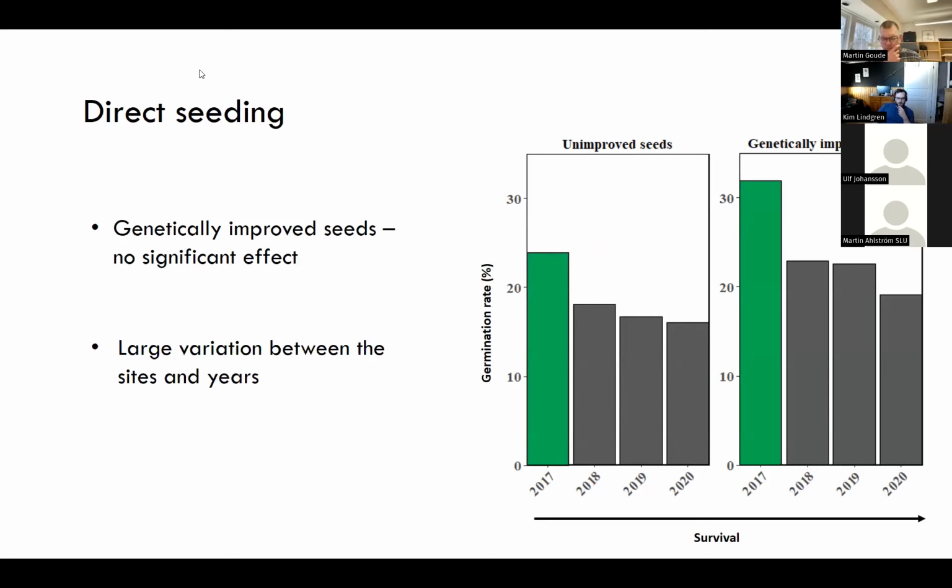And again, there was a large variation between the two tested sites and between the years. Yeah, so that was what we observed. And I think what we can say about the germination rates, which varied between around 25% up to 30%, is that when you look at the results from similar studies, it was quite comparable. But as I said, there was a large variation between the years and the tested sites.